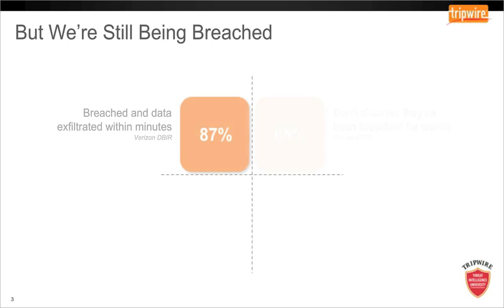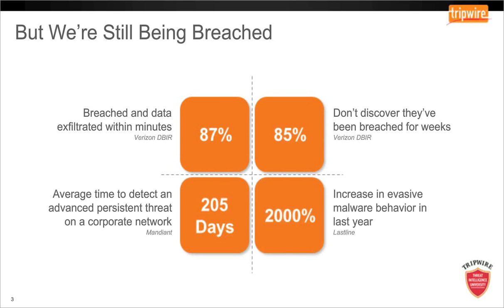Okay, so with the appearance of all this threat intelligence, one would assume we'd be getting much smarter about what our adversaries are up to. Well, I'm not sure we're at that point yet where it's actually giving us the upper hand. But if you look at this slide, and I'll start with the largest number, as that's the one that most likely caught your eye. Lastline, one of Tripwire's partners, reported a 2,000% increase in evasive malware over the past 12 months.